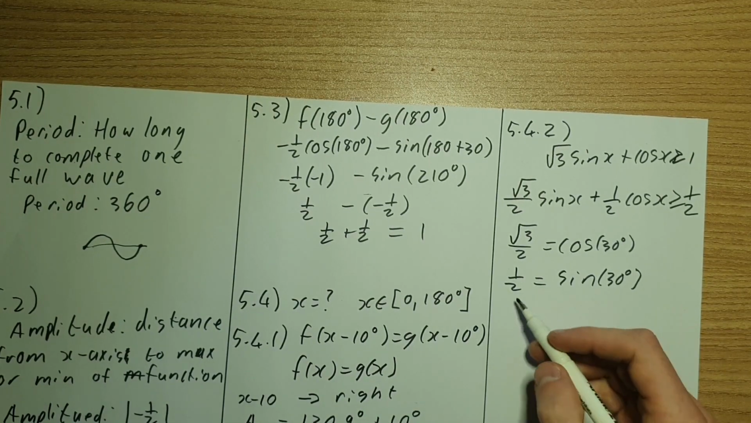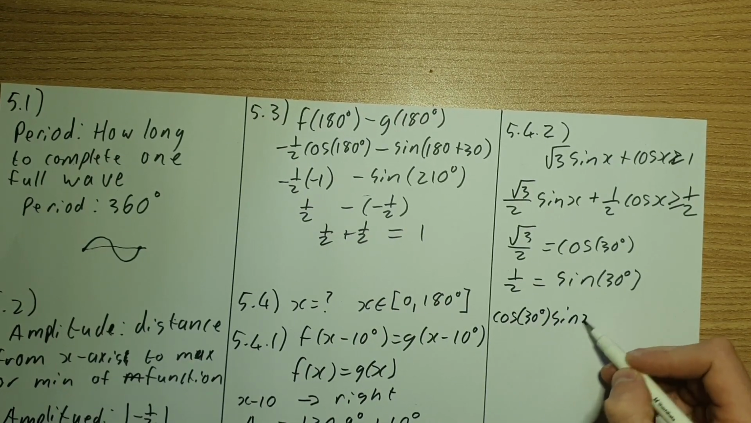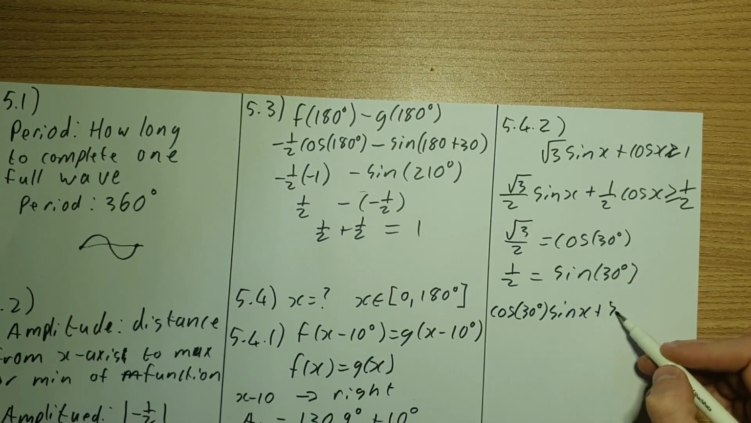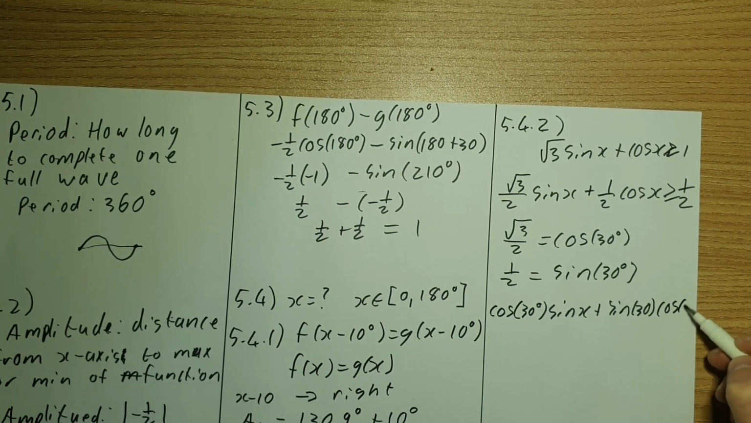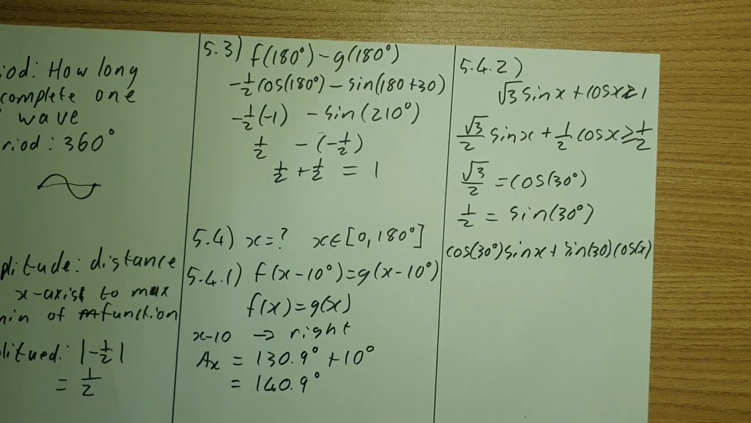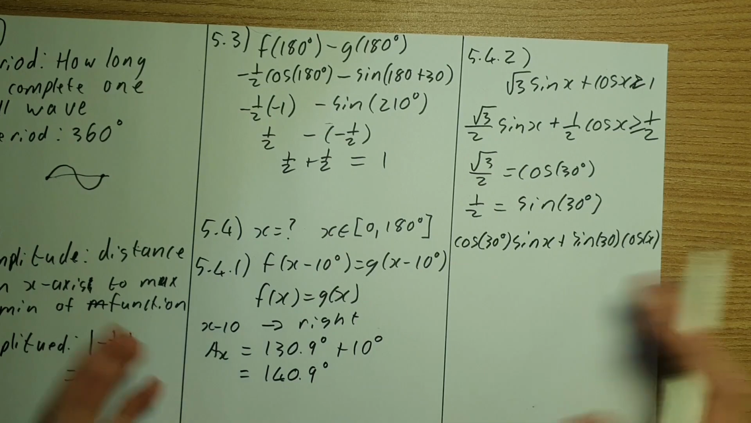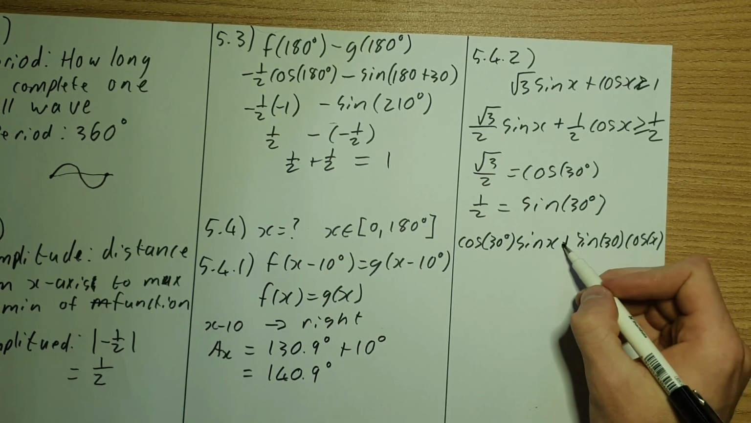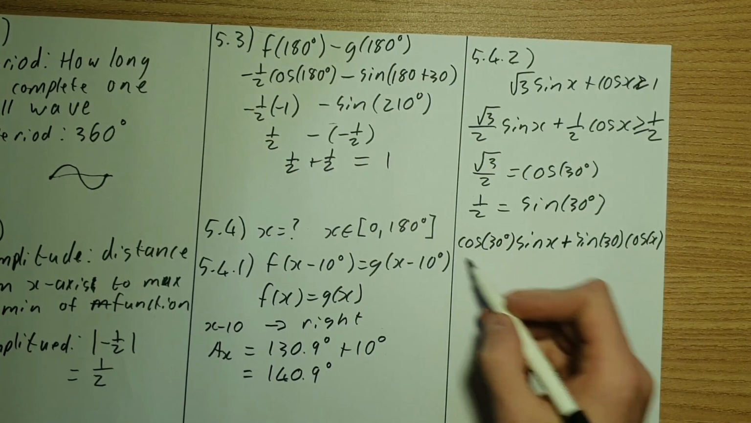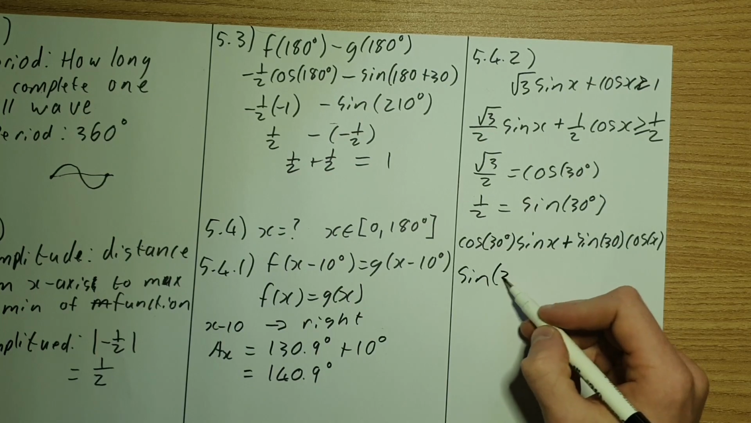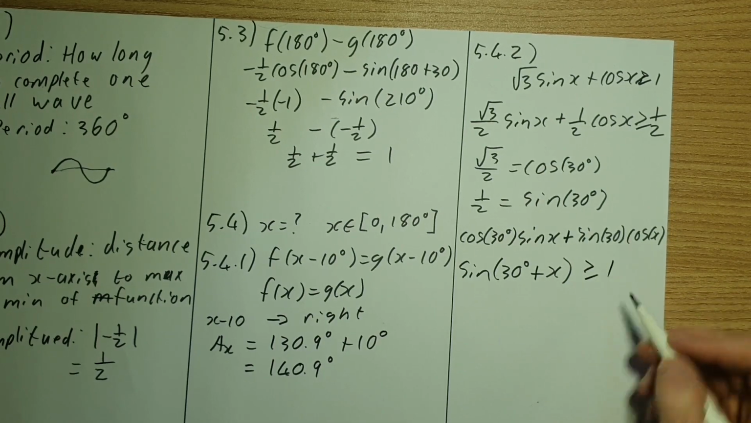So I'm going to have cos 30 degrees sine of x plus sine of 30 degrees cos of x. Okay, now that should look familiar to our compound angle rule. The only thing is now we have cos in front instead of sine and cos. Doesn't matter because of multiplication. The important thing is here the plus sign. So we can see that we have a compound angle rule here. So I'm going to change this to sine of 30 degrees plus x. Okay, and that must be greater or equal to 1.